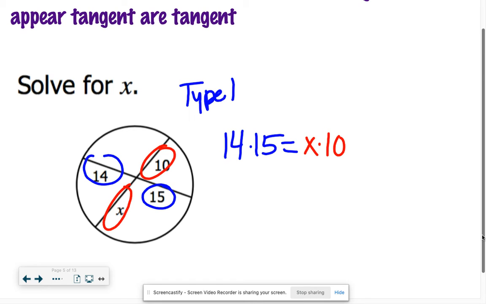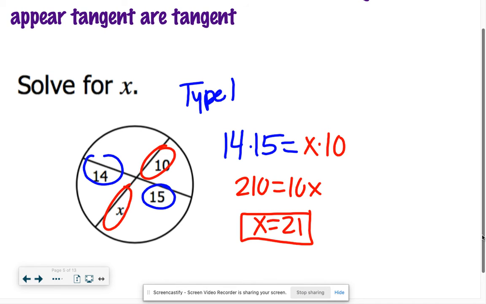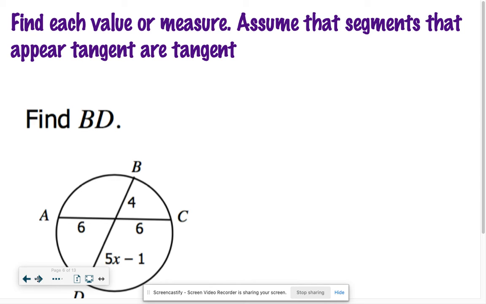And now we just crunch it out. 14 times 15 is 210. 10 times x is 10x. Divide out, and we get 21. So again, math wasn't too hard. It was just knowing what to do that was the challenging part.